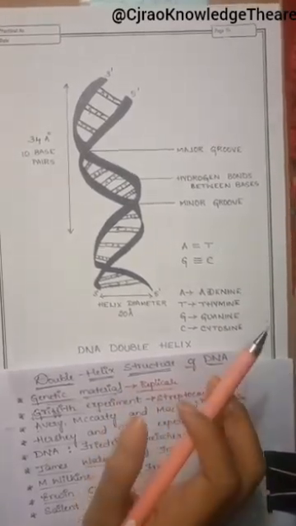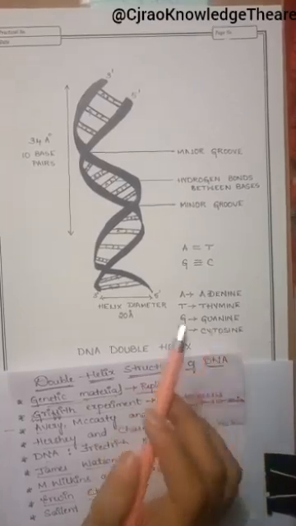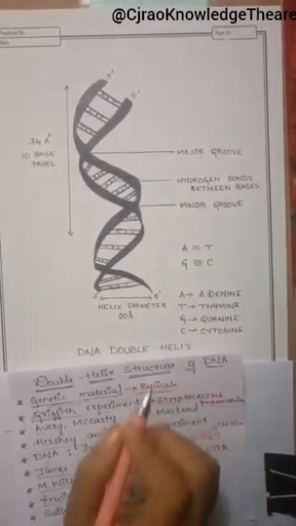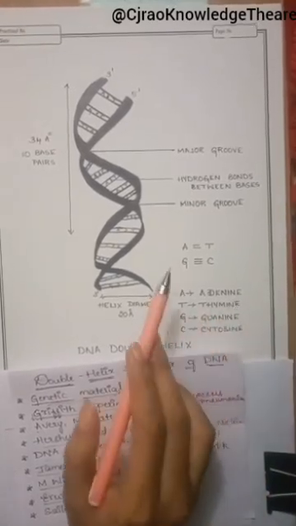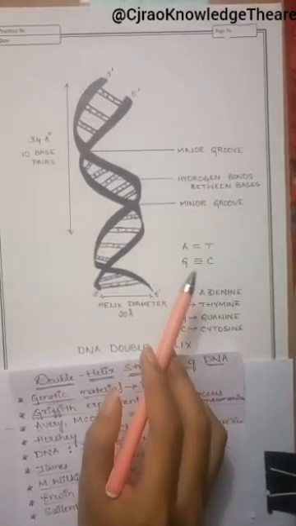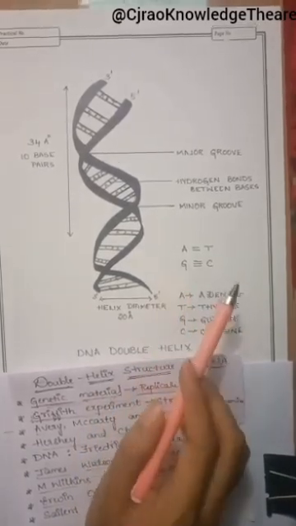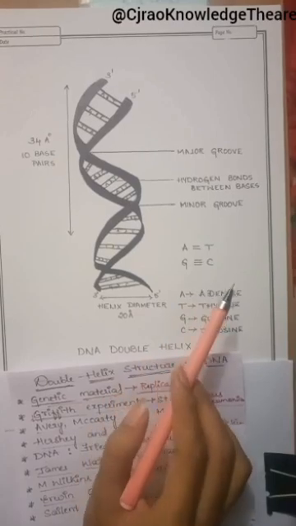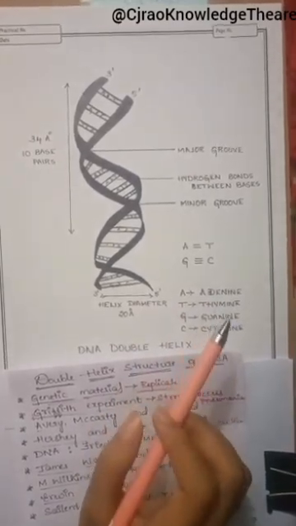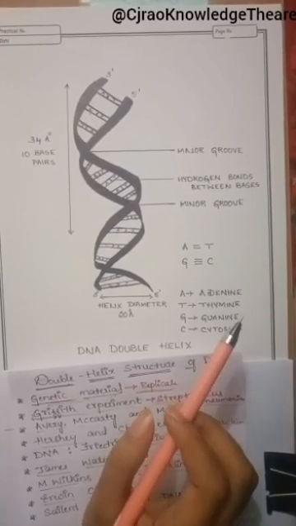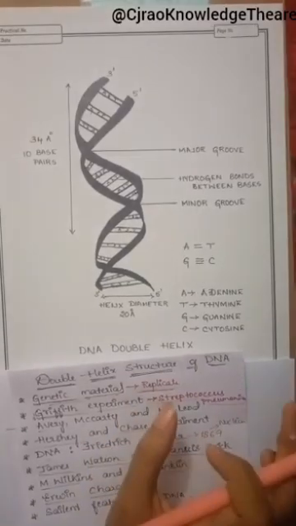Adenine plus guanine is equal to thymine plus cytosine. The amount of adenine is always equal to thymine. The amount of guanine is equal to cytosine. A is equal to T and G is equal to C. However, the amount of A plus T, adenine plus thymine, is not necessarily equal to G plus C, guanine plus cytosine. The base ratio A plus T by G plus C may vary from one species to another, but it is constant in a given species.